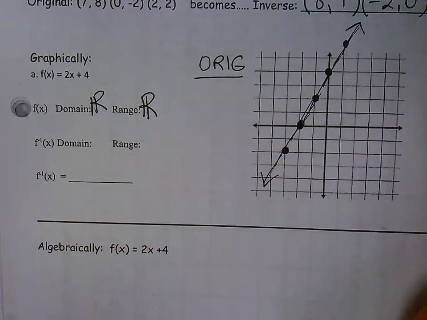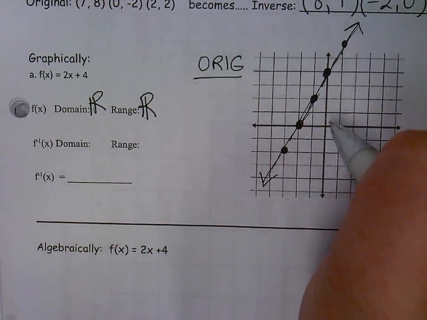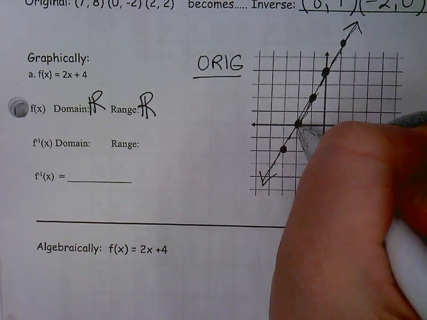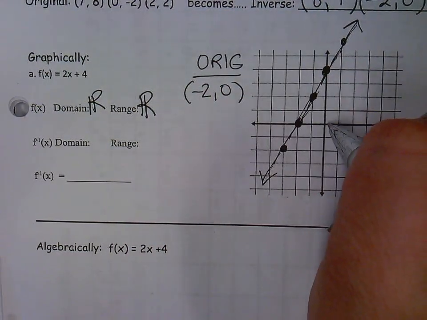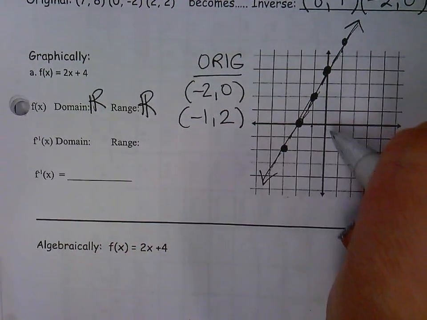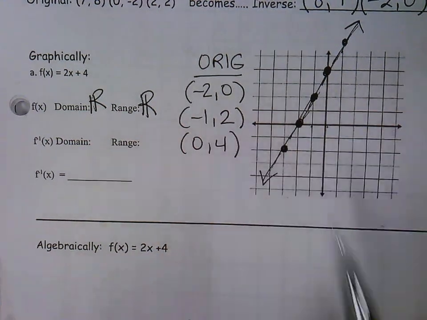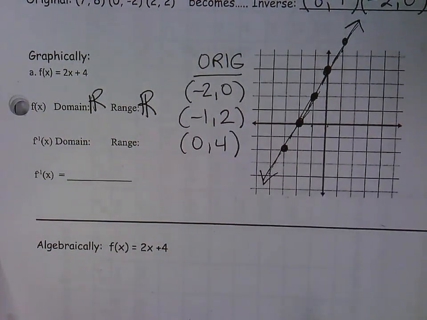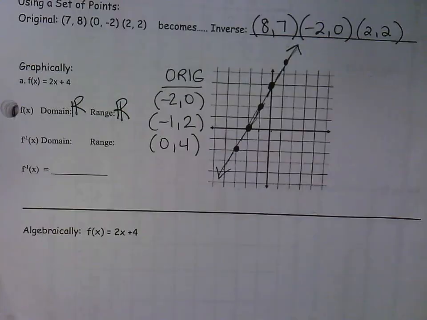For our original function, let's pick 3 points, maybe these 3 right here. Let's see, this is -2, 0. This is -1, 2. And this is 0, 4. What did it say that I could do to find my inverse? What did I do up top, my first strategy?